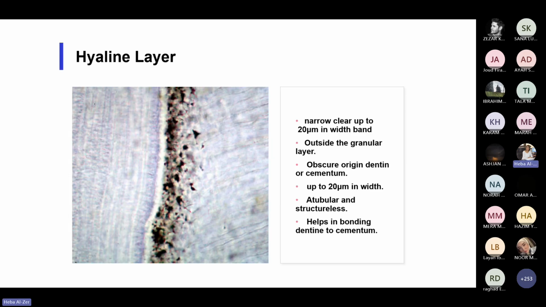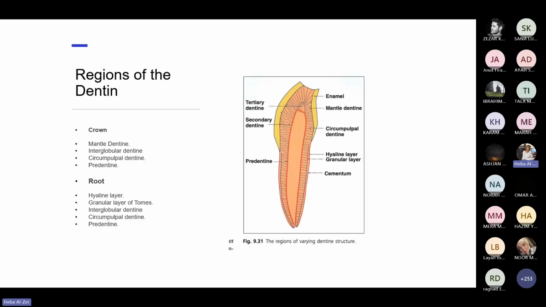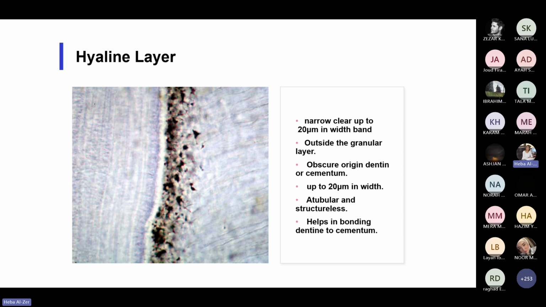Now going to the root, I will remind you with this slide. In the root, we have different layers. We have the hyaline layer and the granular layer of Tomes. What is the hyaline layer? It's a narrow, clear area between the cementum and the dentine. The origin of it is not well known. Is it the cementum or the dentine? It's atubular and without structure. It adheres cementum to dentine.